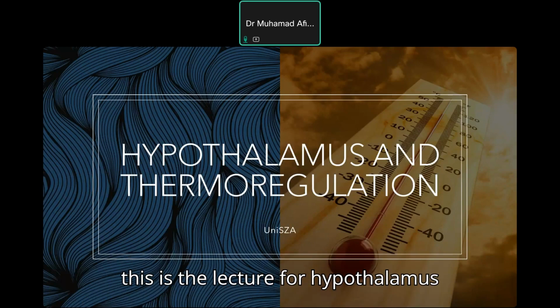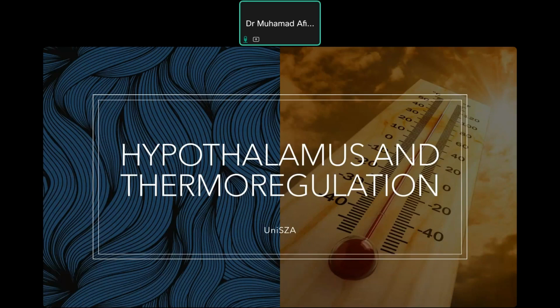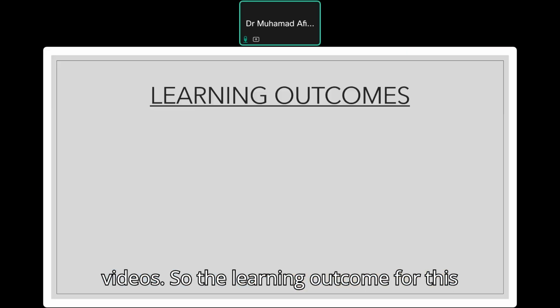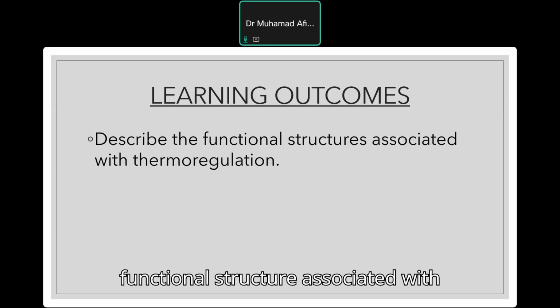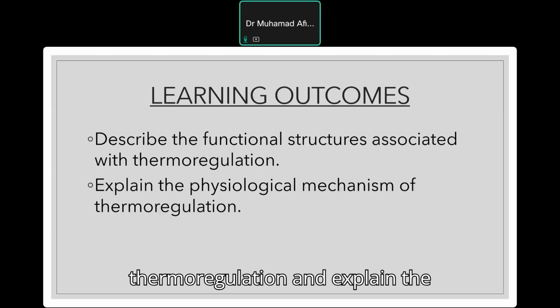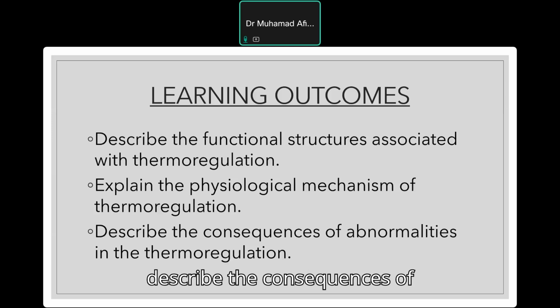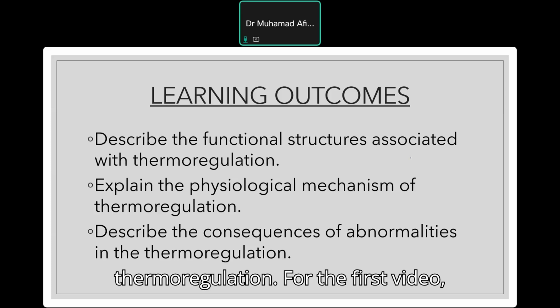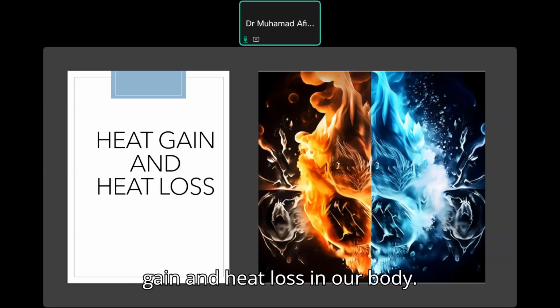This is the lecture for hypothalamus and thermoregulation, and I will divide this lecture into 3 separate videos. The learning outcomes for this topic are, first, to describe the functional structure associated with thermoregulation, second, to explain the physiological mechanism of thermoregulation, and third, to describe the consequences of abnormalities in thermoregulation. For the first video, we will talk about the physiology of heat gain and heat loss in our body.